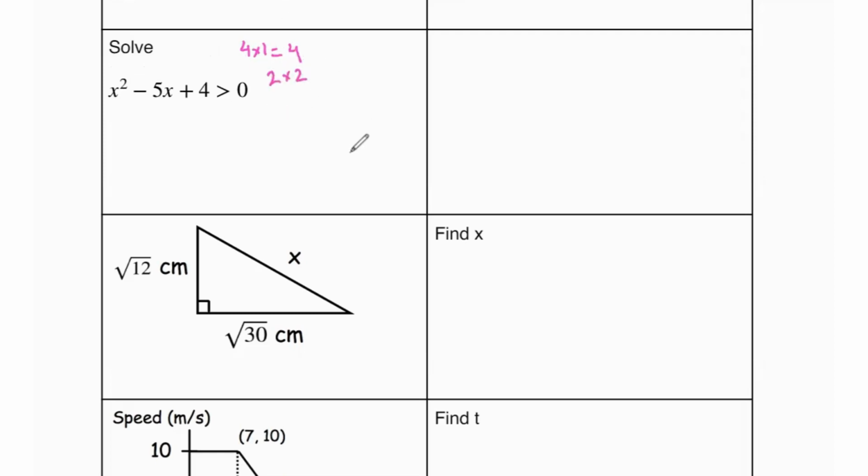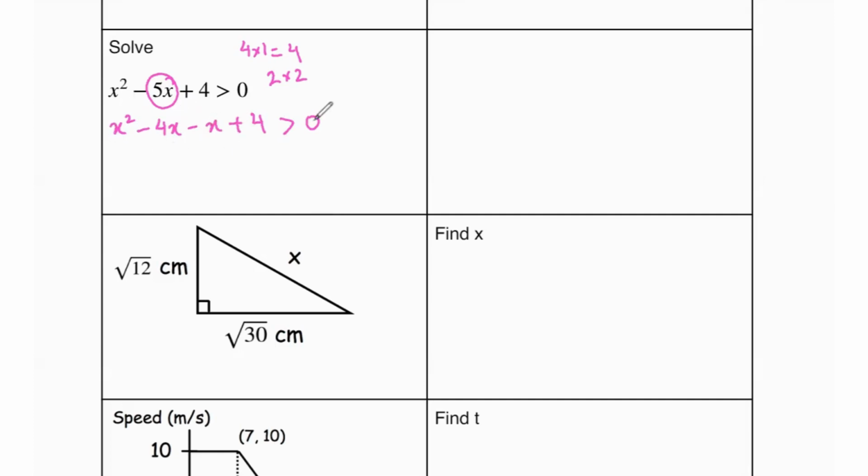Once we have found the factors, we choose that set of factors which when added or subtracted give us the middle term, which is 5x. So we know 4 plus 1 is 5. So let's replace negative 5x with negative 4x minus x plus 4 greater than 0. If we compare the original expression and the new one, the only difference is that we've written 5x as negative 4x minus x. And this is only done to split the expression into more terms and help us factorize it further.